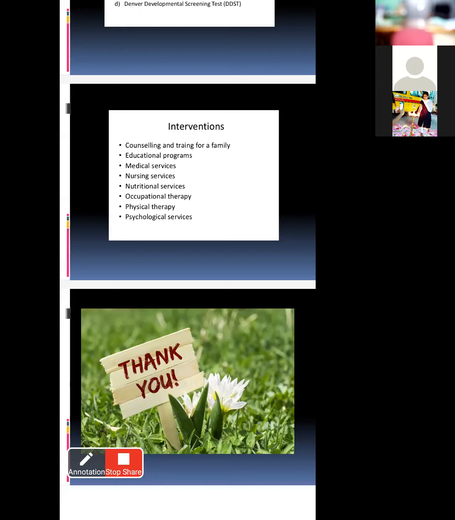And medical services: whatever medical problem they have, you can provide medical services. And nursing services, like nursing education and nursing support to the particular people. Nursing services and nutritional services: some people get nutritional deficiency or malnutrition, and at that time the body doesn't grow and develop properly. That's why we can provide nutritional services.